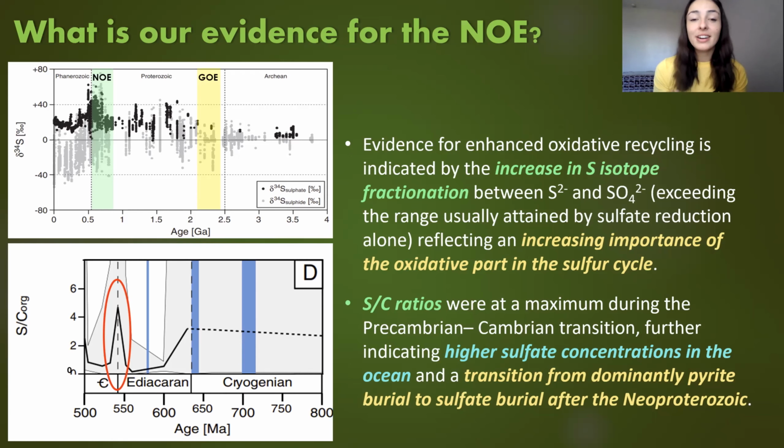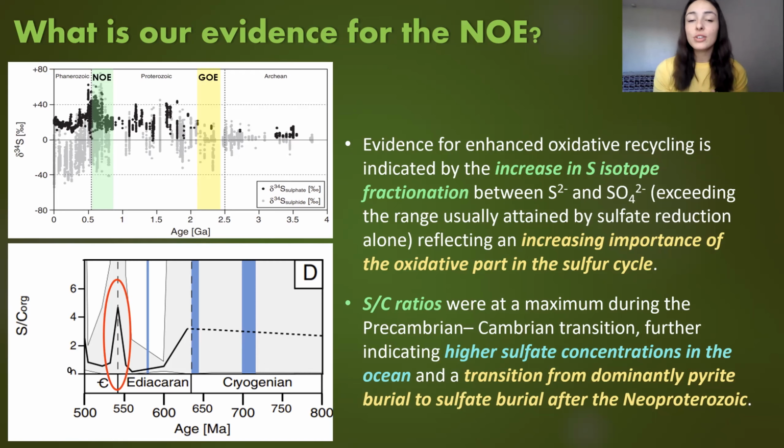Like I was mentioning earlier, these things happen right at boundaries in the geologic timescale, and this is one of them. And so this sulfur to carbon ratio, as we can see on the bottom left graph, we have this spike of maximum sulfur to carbon ratios during the Precambrian to Cambrian transition right at that boundary, further indicating higher sulfate concentrations in the ocean and a transition from a dominantly pyrite burial regime to a sulfate burial regime after the Neoproterozoic and during the Phanerozoic.